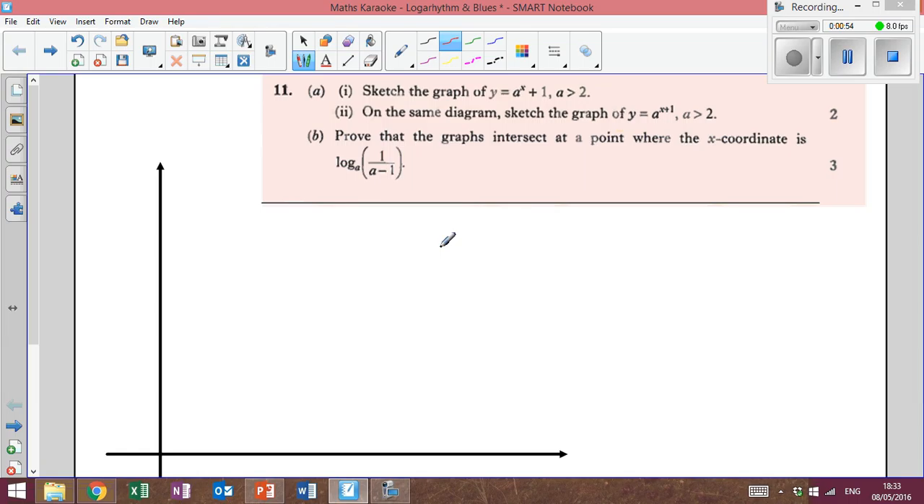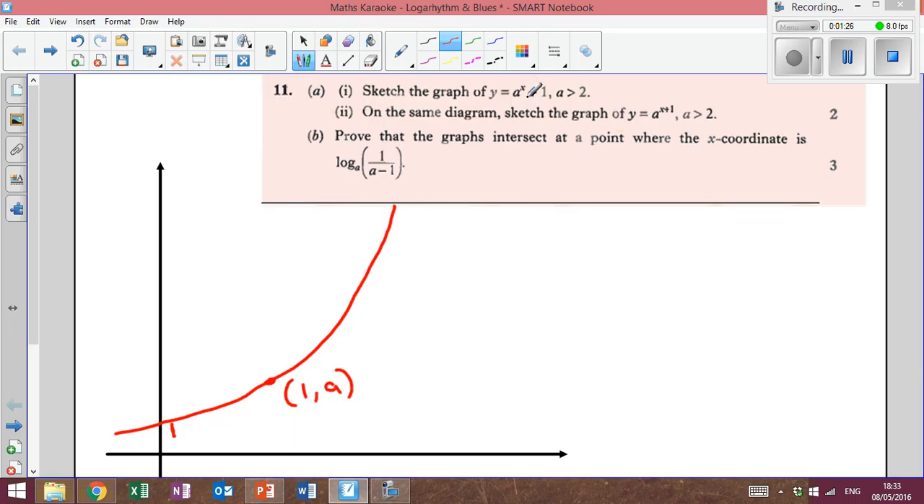Okay, so in this one here, 11a, sketch a graph of y equals a to the power x plus 1, where a is greater than 2. The first thing I'm going to look at here is just the graph of y equals a to the power of x. I'm just going to have a wee sketch of that now. It's going to look something like that. We know that it goes through 1 on the y-axis and the point 1, a. So when that power there is 1, we're going to get the y coordinate as a. So that's the graph we're working from.